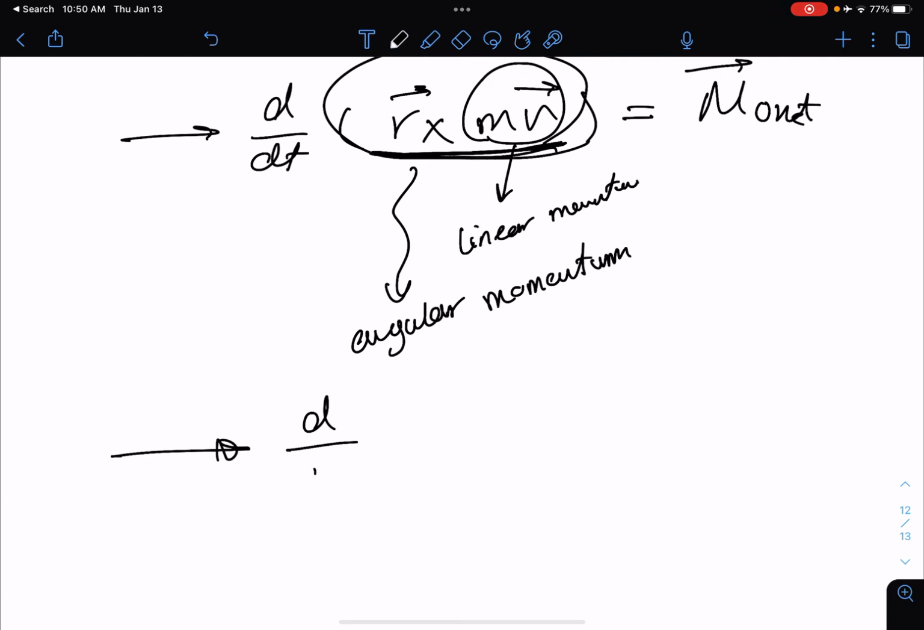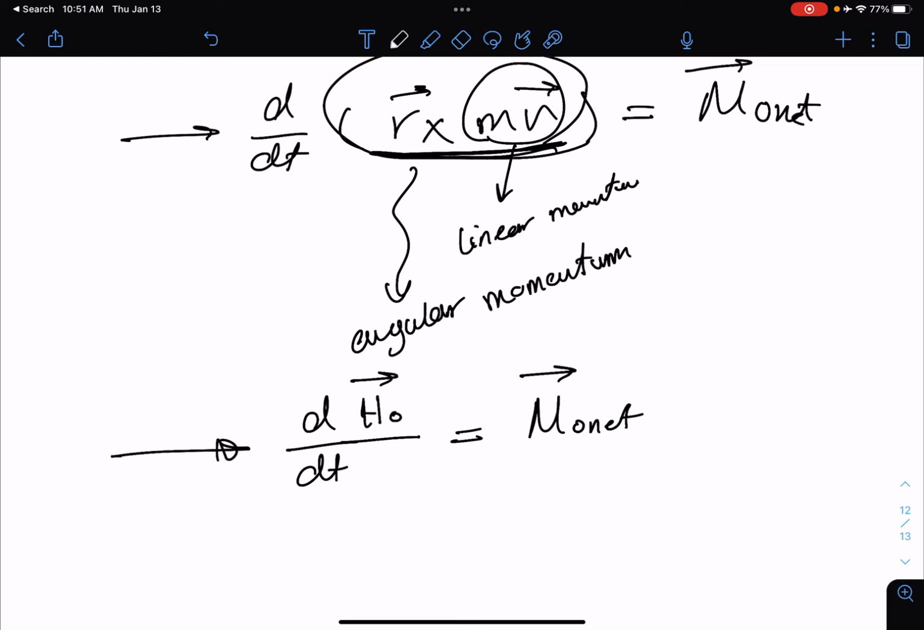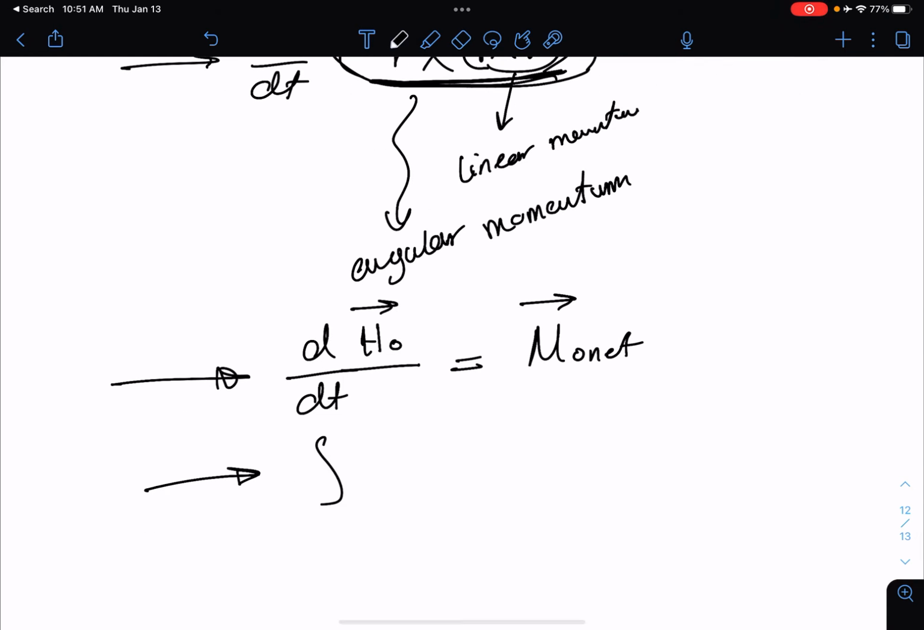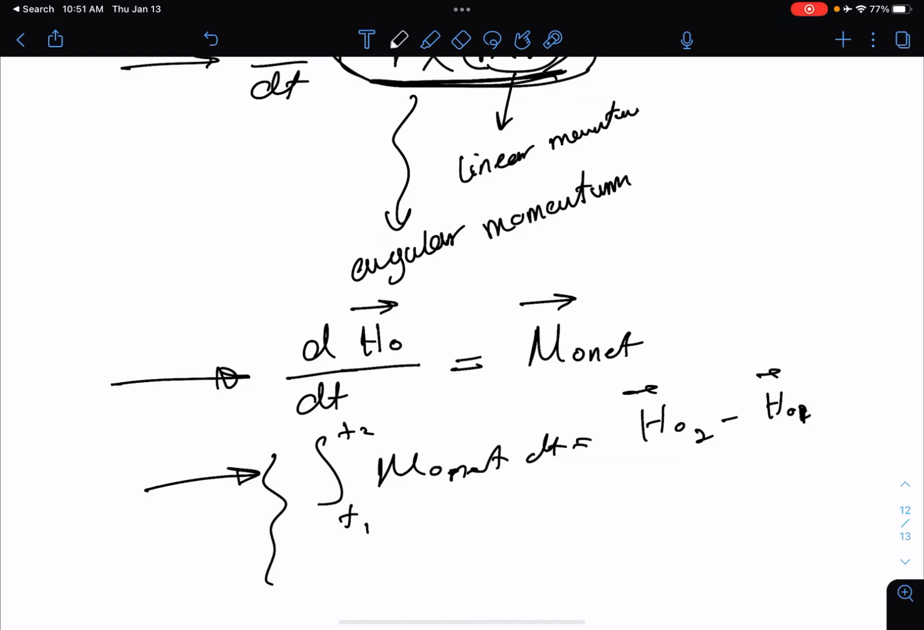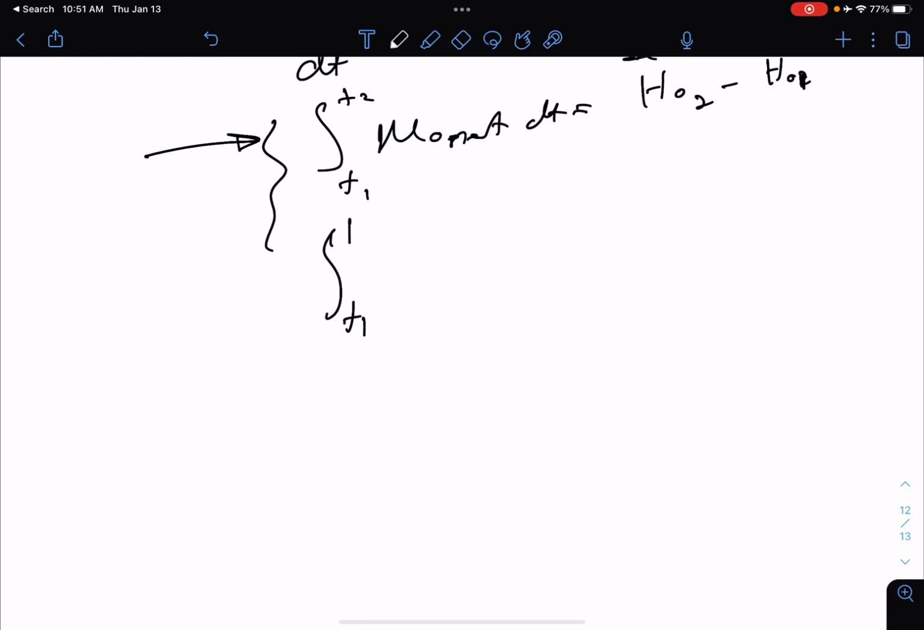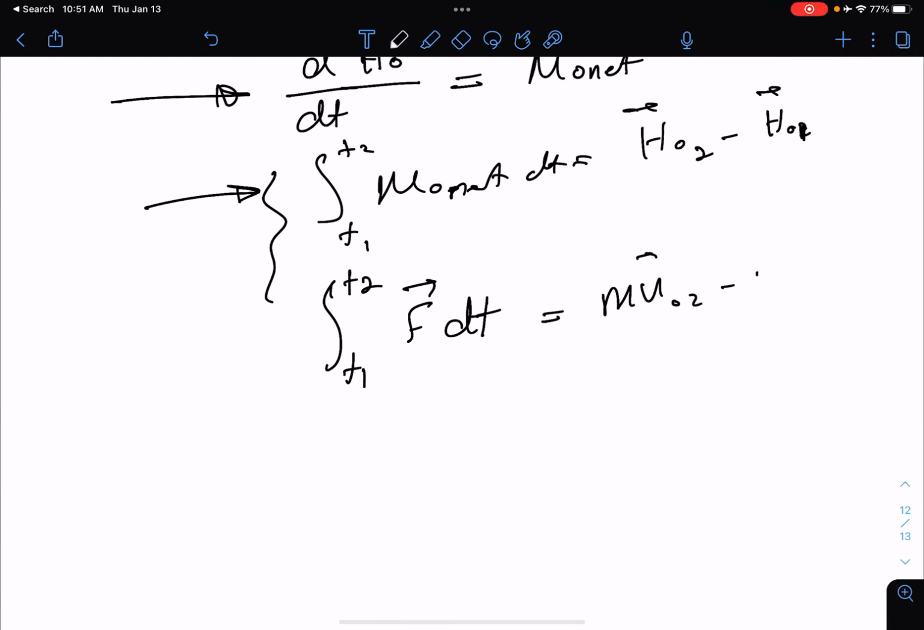So we are going to call angular momentum h, as I'm sure you have seen before. The change of angular momentum with respect to time is equal to the moments. Or we can take the integral of both sides, and the integral of moment from t1 to t2 dt is equal to the change in angular momentum. As you can see, this is analogous to the linear momentum, in which the integral of F dt from t1 to t2 was equal to the change in linear momentum.